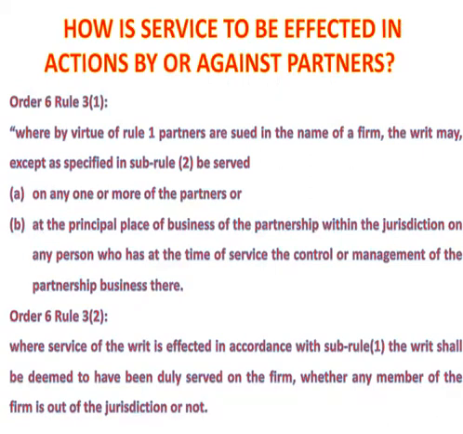Where by virtue of Rule 1, partners are sued in the name of a firm, the writ may, except as specified in sub Rule 2, be served A, on any one or more of the partners, or B, at the principal place of business of the partnership within the jurisdiction, on any person who has at the time of service the control or management of the partnership business there.